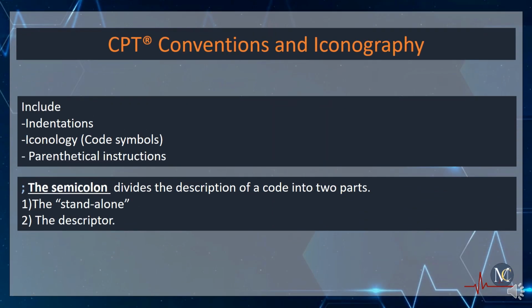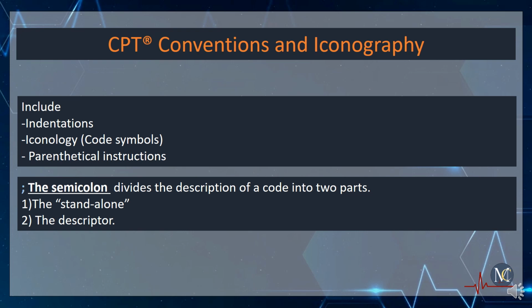Let's start with CPT conventions and iconography. CPT conventions and iconography are used throughout the CPT manual, and they include indentations, iconology or code symbols, and parenthetical instructions. There is a semicolon which divides the description of a code into two parts. The first part is known as the standalone part, and the second part is known as the descriptor. The standalone part is also known as a general procedure, while the descriptor contains specific information.